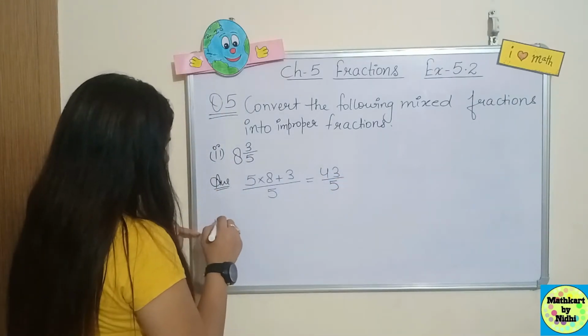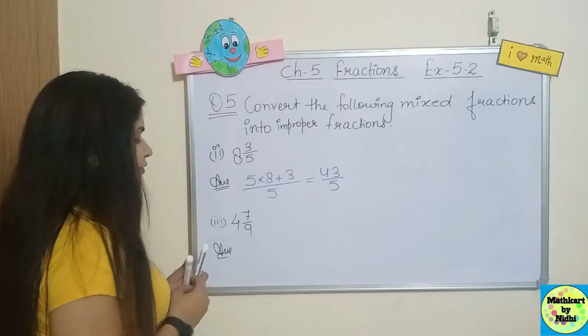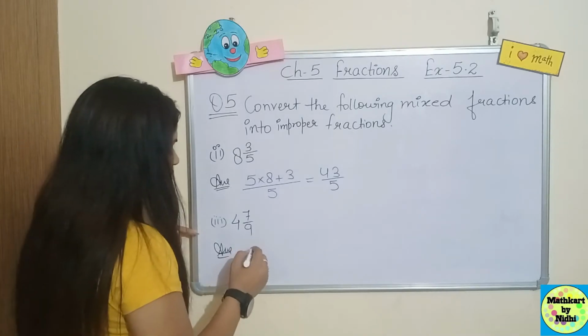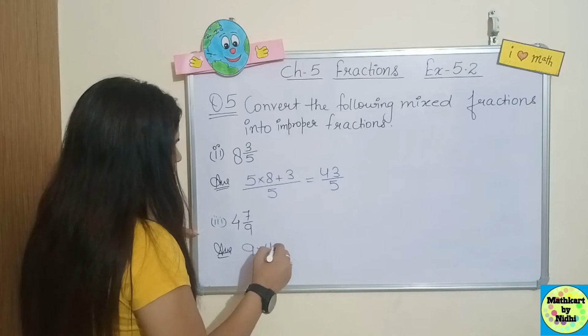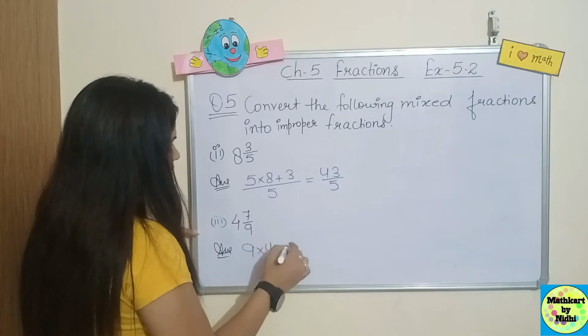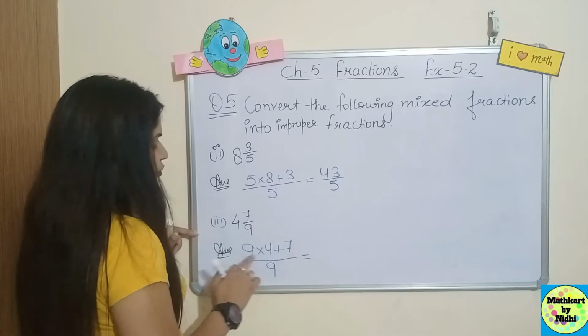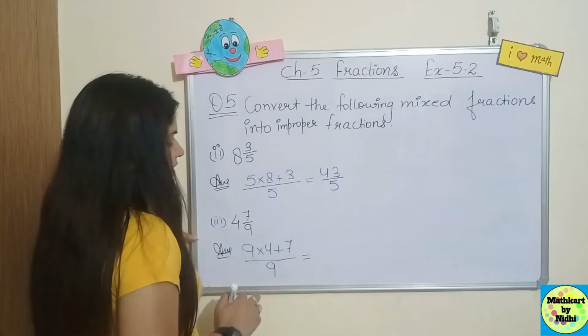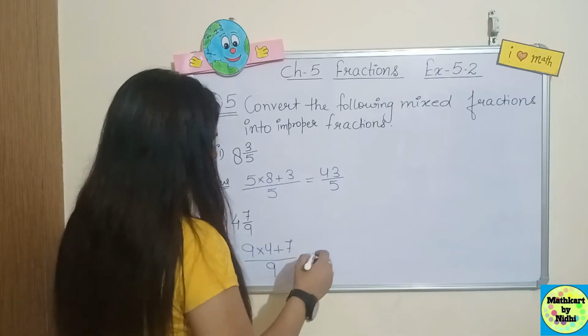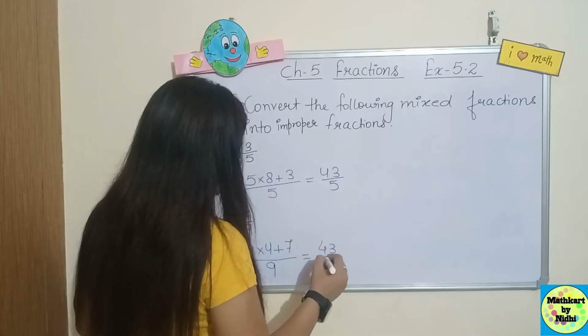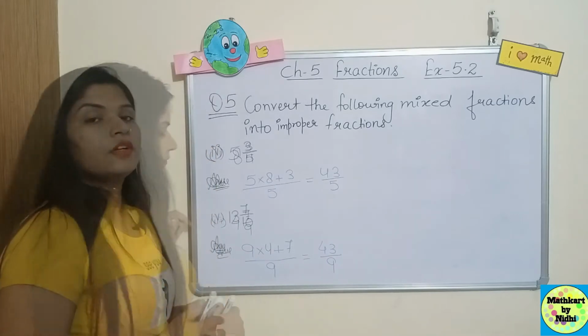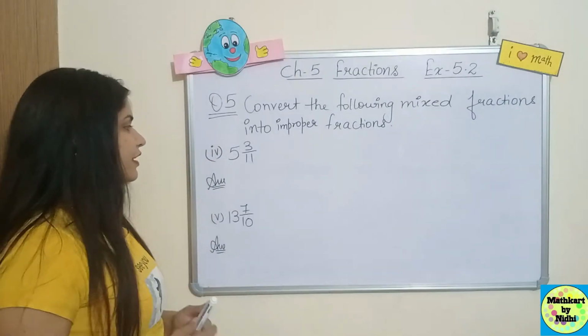Third part is 4 7 upon 9. So we'll write down the denominator, the whole number plus the numerator. The denominator will be the same as it is. So 9 4s are 36. 36 plus 7 will be 43. So 43 upon 9.